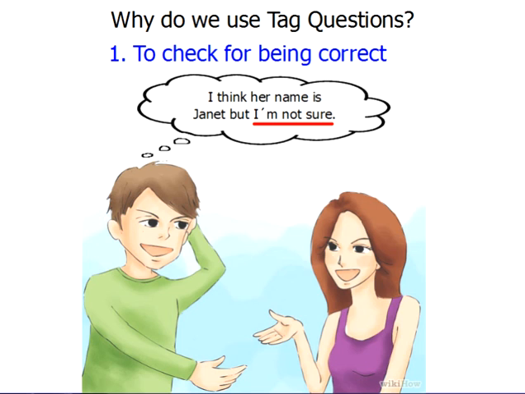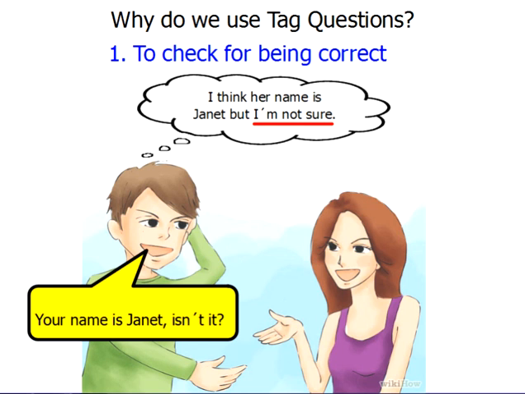Okay, so now we know how to make a tag question, but now we need to look at why we use tag questions. Well, one reason that we use tag questions is to check for being correct. So remember Manuel, he sees Janet and he's thinking to himself, well, I think her name is Janet, but I'm not sure. I'm not absolutely positive. So he wants to check to make sure that he is correct. And he's going to use his tag question, right? He's going to say, your name is Janet, isn't it?